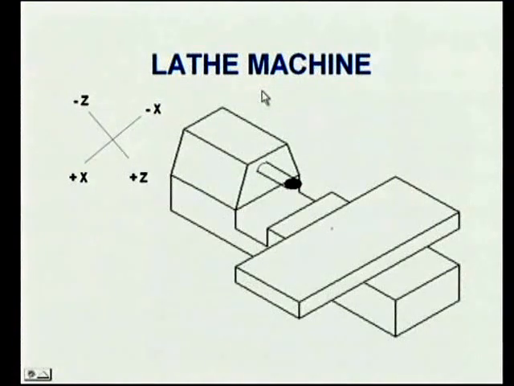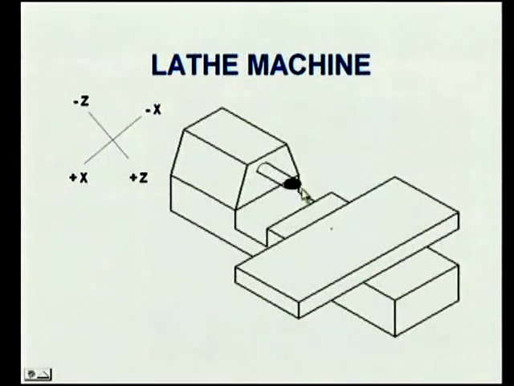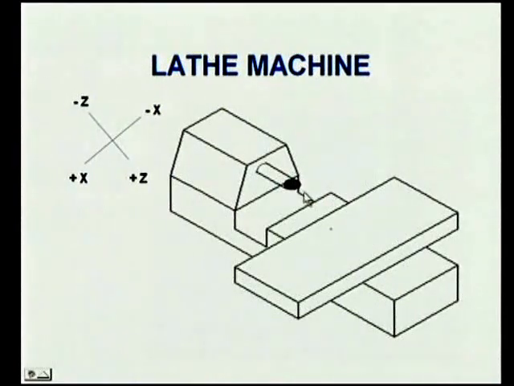Similarly, for a lathe machine, the z axis is along the axis of the spindle, and perpendicular to that is the x axis. So, whenever you traverse the cross slide along the z axis, plus z denotes the movement of the cross slide away from the spindle or away from the chuck which is residing on the spindle. And similarly, the x axis is perpendicular to z.